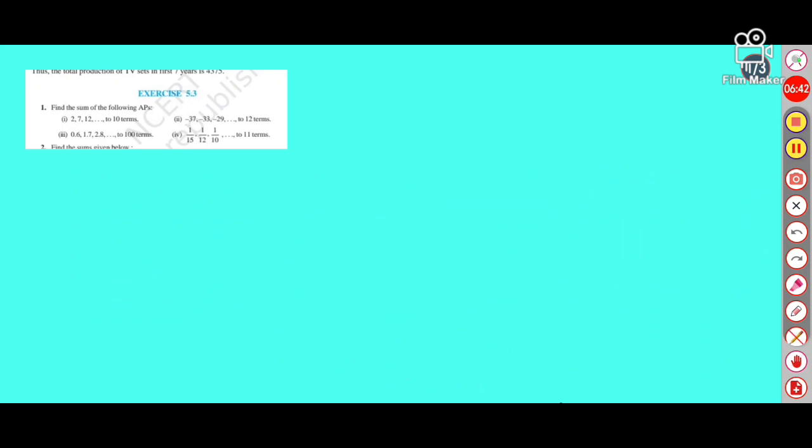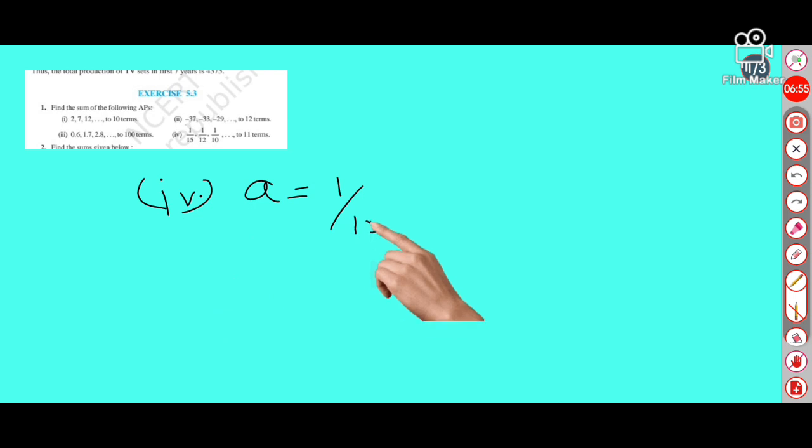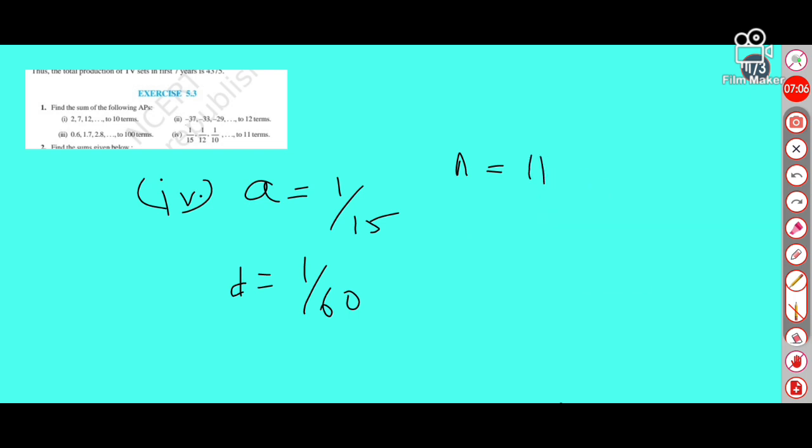Now the fourth subdivision, again a equal to 1 by 15 and common difference is 1 by 60. So kindly work it out. These are so simple. Then n equal to 11. Again substituting in the formula, 11 by 2, n by 2 into 2a, right? So 2 by 15 plus n minus 1 into d.